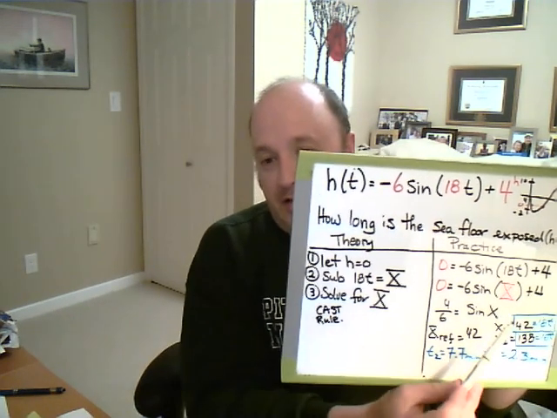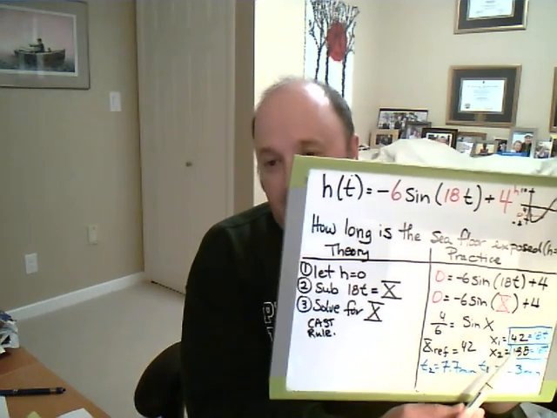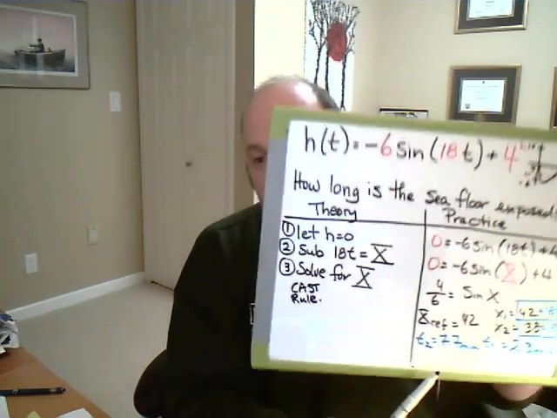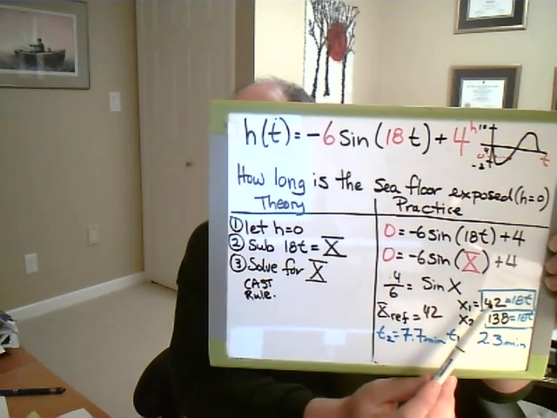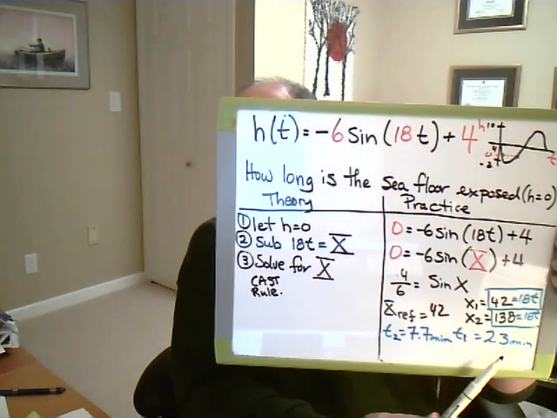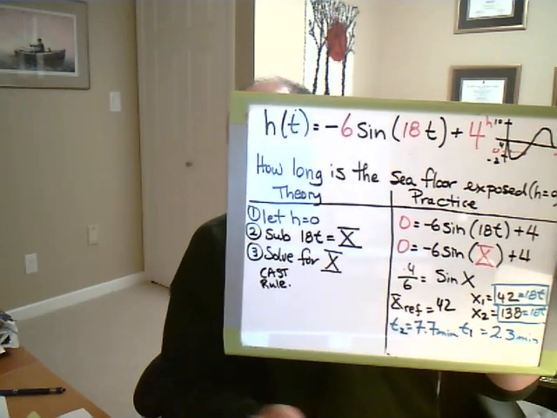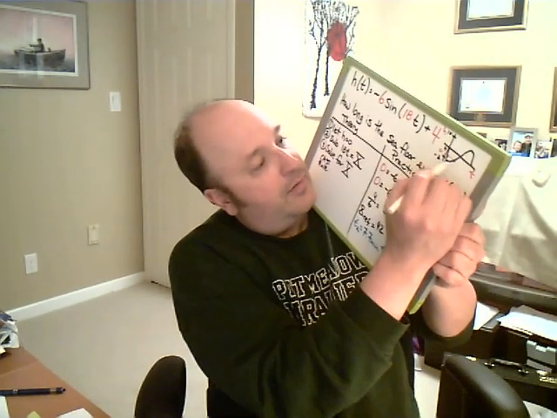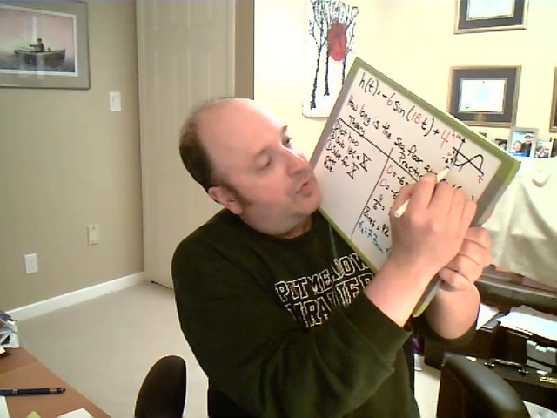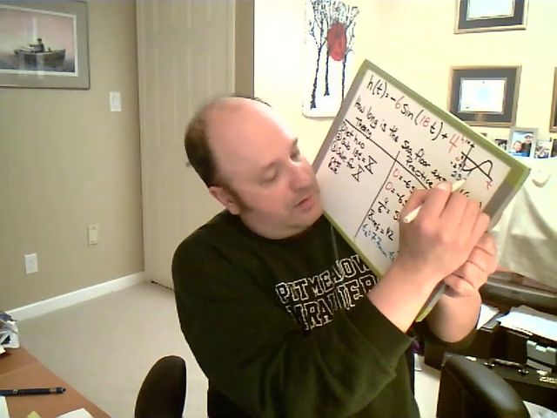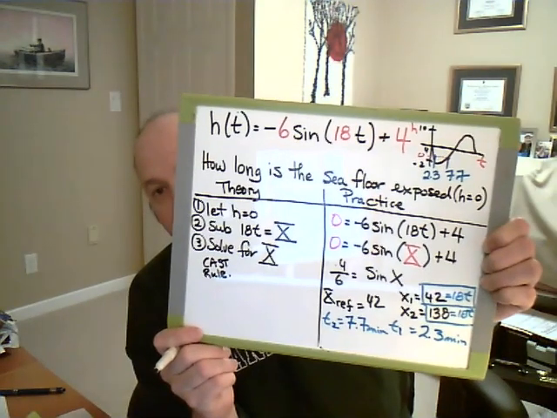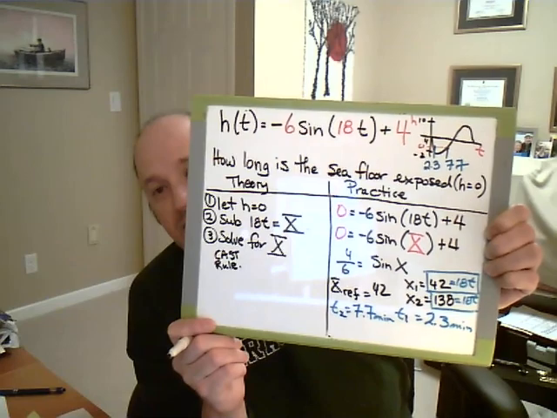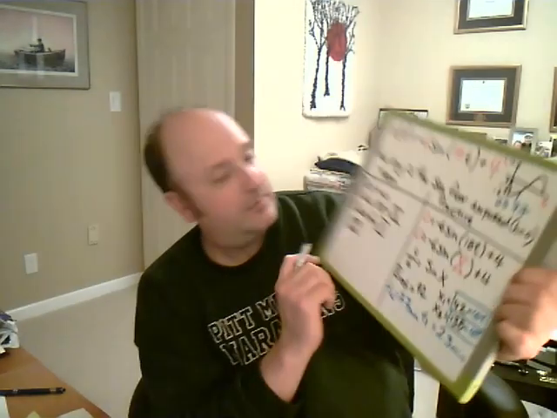So 138 divided by 18 gets you 7.7. And 42 divided by 18 gets you 2.3 minutes. So those are our time intervals. That's these points right here. This is 2.3 and this is 7.7. So the difference in those times is the time interval. That's how long it is.